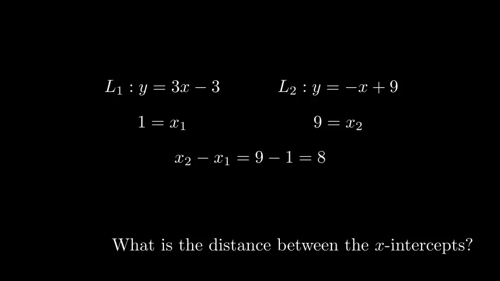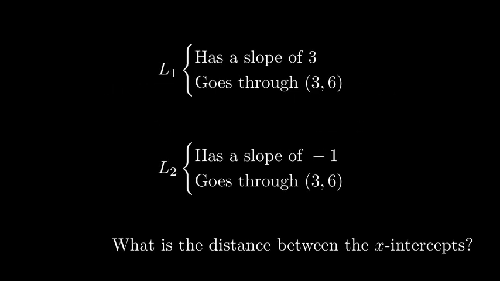So that was the straightforward way to solve this question, but we ended up doing a bit more work than we needed to. So here's another way to think about it. So we know that line 1 has a slope of 3. That means that every time we take a step to the right, we go 3 units up. Or in other words, every time we take a step to the left, we go 3 units down.